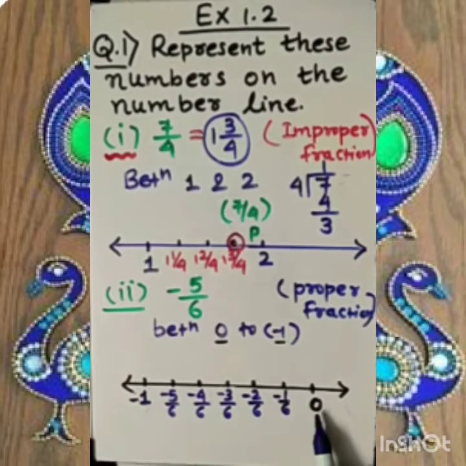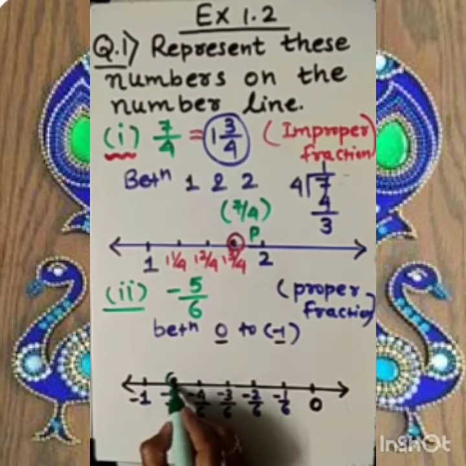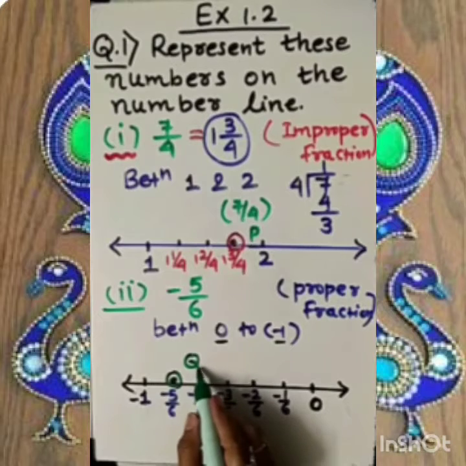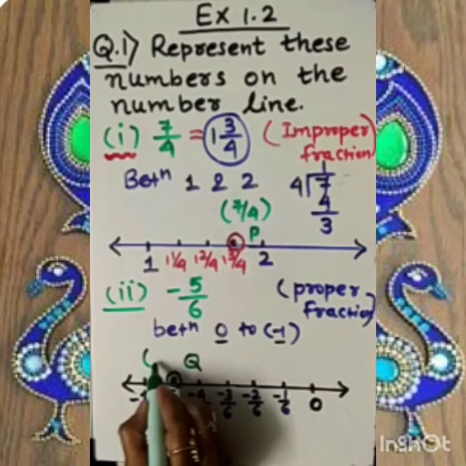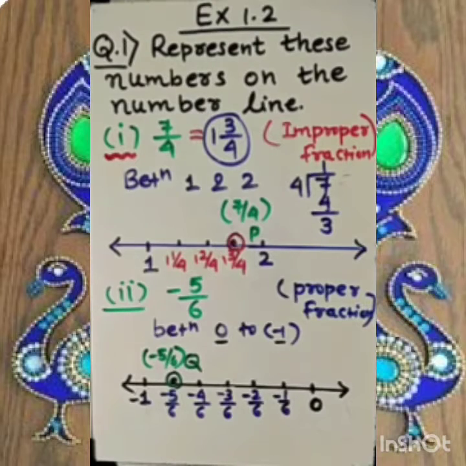So you can see here, if we proceed to the left side of the 0, the negative numbers are there. Now what do we have to locate? What is the location of minus 5 by 6? It will be here. Let me call this point Q. I am calling this point Q, and I am marking here minus 5 by 6. So this is the location for the given question.